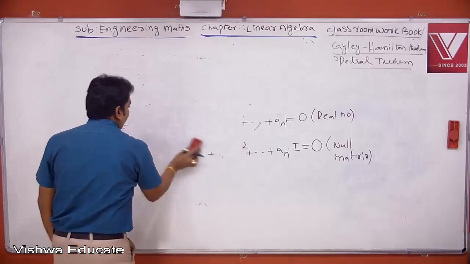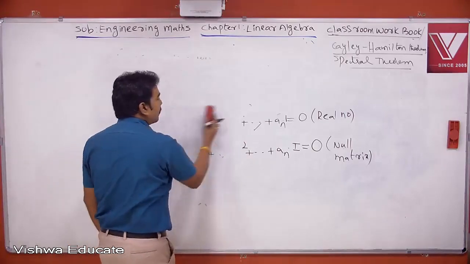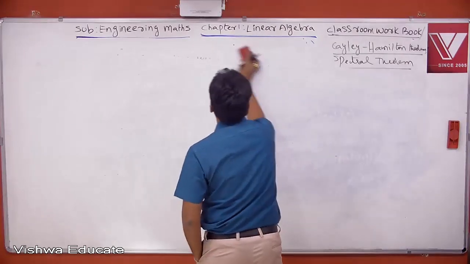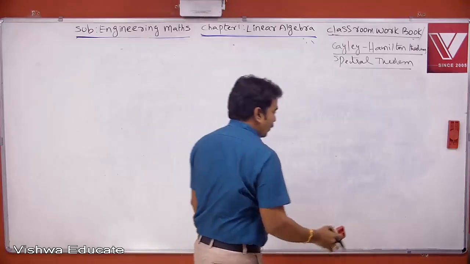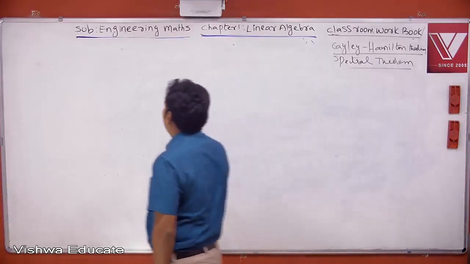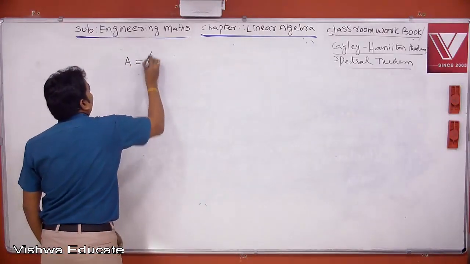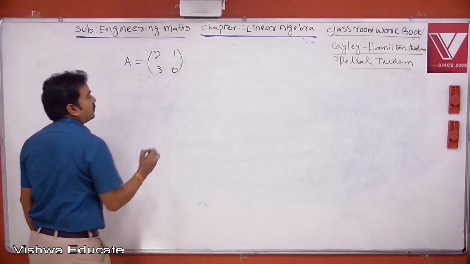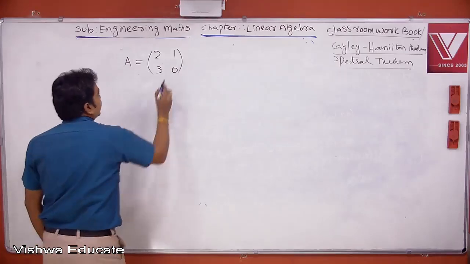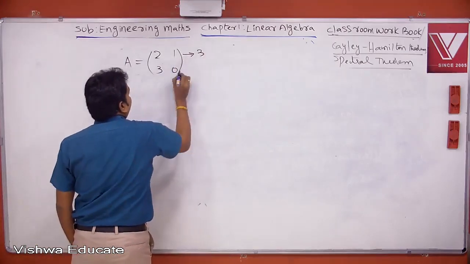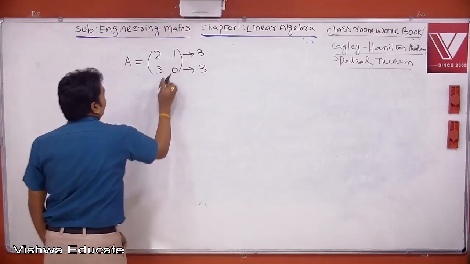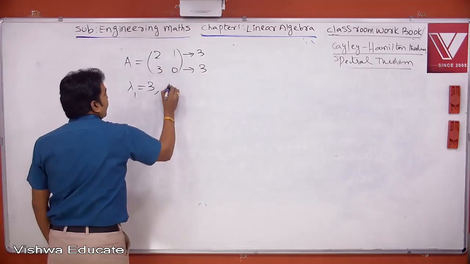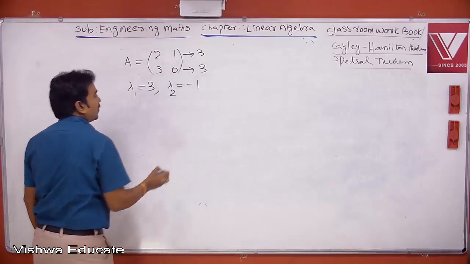Now let us discuss the basic applications of the Cayley-Hamilton theorem by taking one simple 2 by 2 matrix. Suppose I start with A equal to, for example, 2, 1, and 3, 0. Now let us see, in this case, the sum of each of these two rows is 3. Therefore, the sum is uniform, so one eigenvalue is 3. But the trace is 2. Therefore, the second eigenvalue is minus 1.